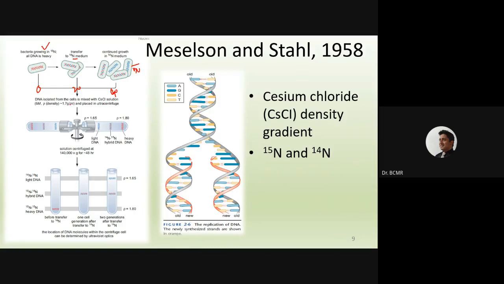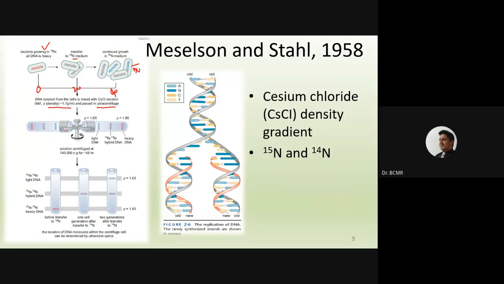So DNA is isolated with cesium chloride solution and allowed to centrifuge, ultracentrifugation. Okay, it's not density gradient, or it is, yeah, it should be gradient.